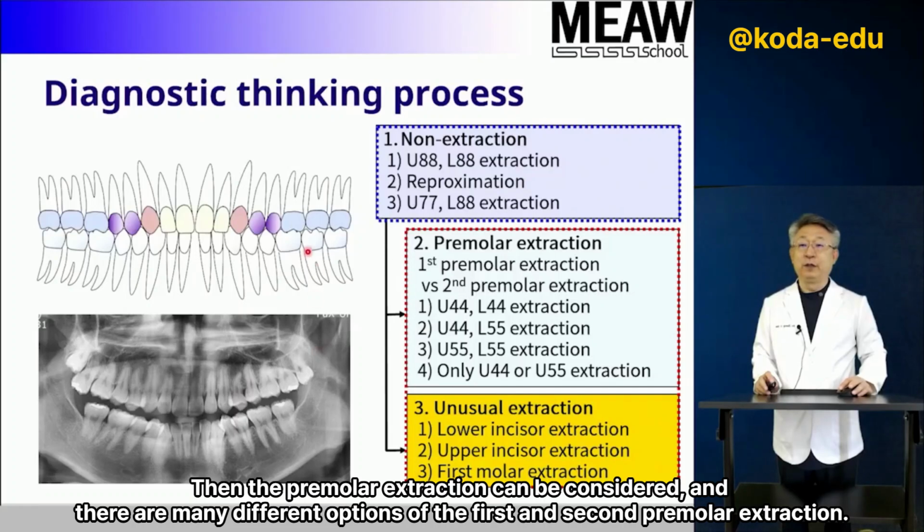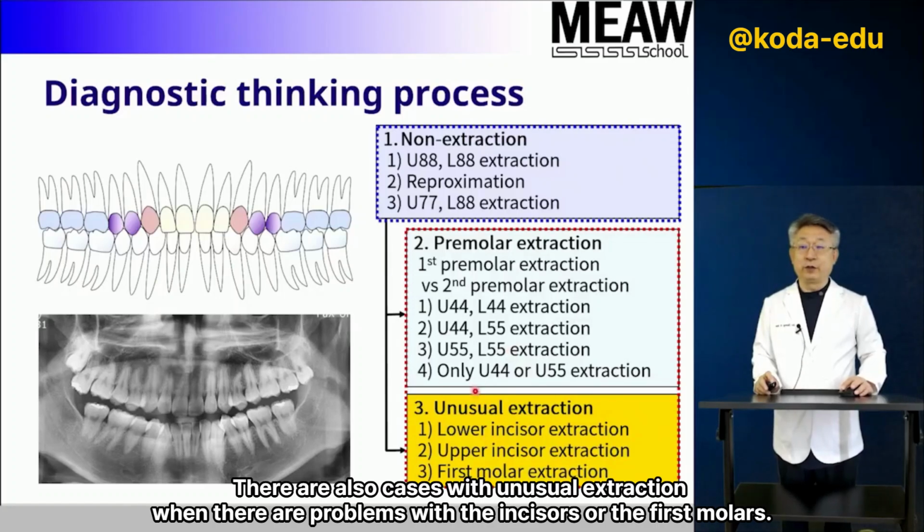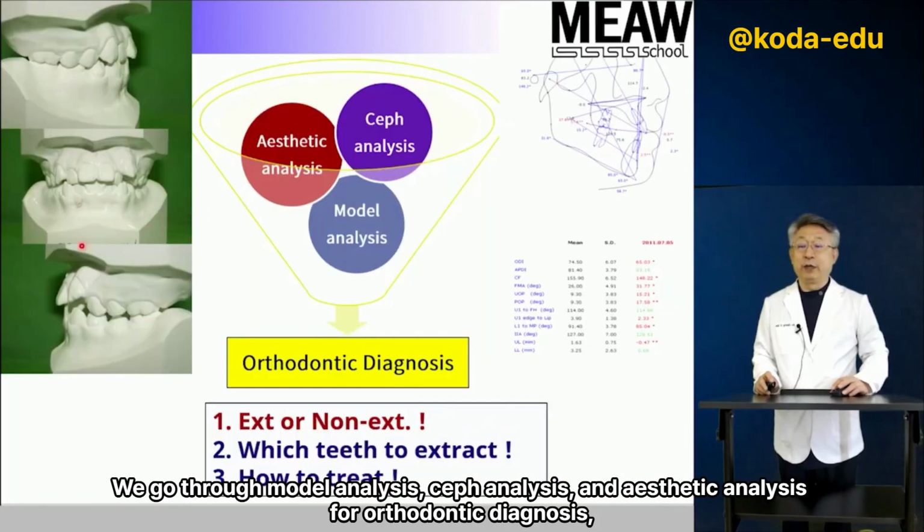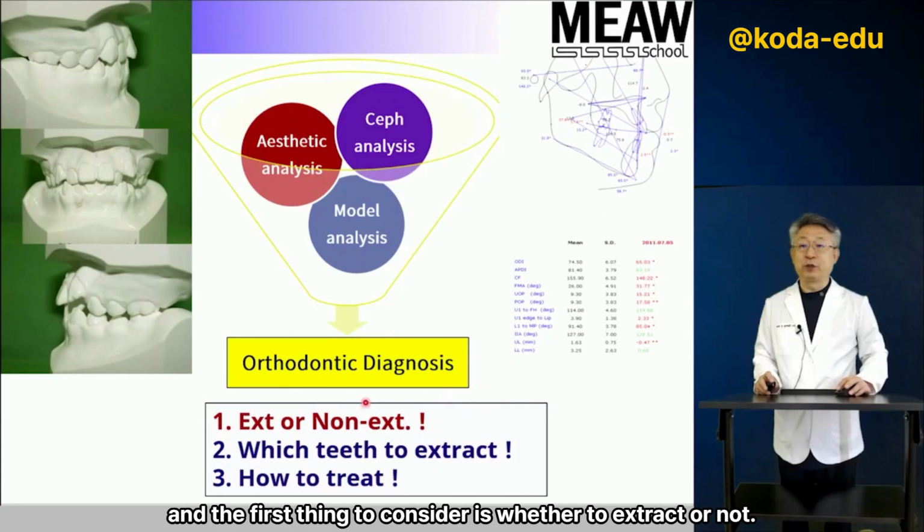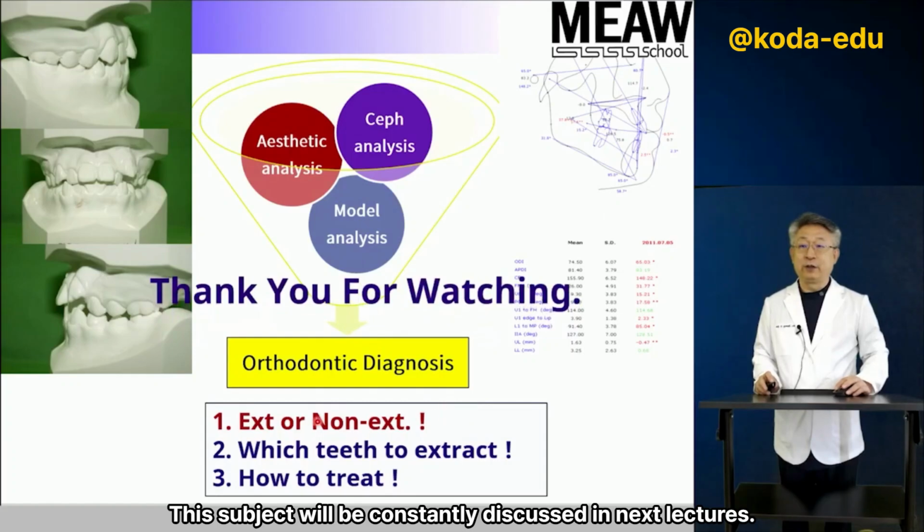Then the premolar extraction can be considered. And there are many different options of the first and second premolar extraction. There are also cases with unusual extraction when there are problems with the incisors or the first molars. We go through model analysis, CEF analysis, and aesthetic analysis for orthodontic diagnosis. And the first thing to consider is whether to extract or not. This subject will be constantly discussed in next lectures.